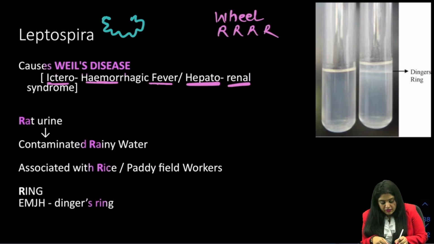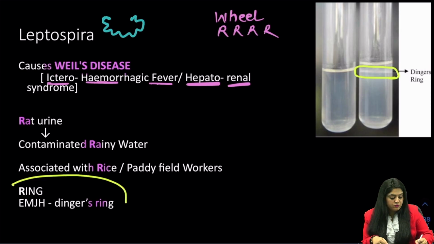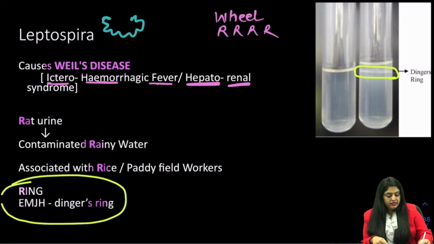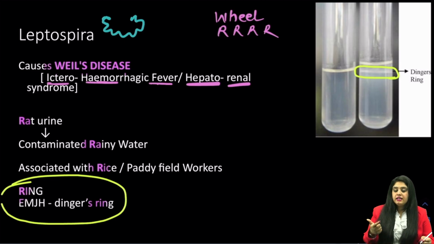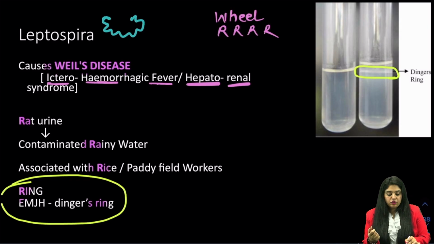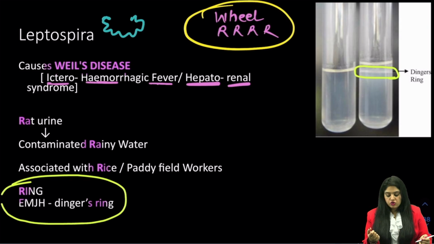Can you all see over here? There is a ring that is formed. This is known as the Dinger's ring, which you see on EMJH media. There is a ring. So finally I come to the last R. Rat, rainy water, rat urine contaminating rainy water, rice field workers. Dinger's ring is seen. So round, done. That is going to be the wheel, and that is Weil's disease, icterohemorrhagic fever. All sorted. Doxycycline, IV penicillin, these are the treatments. Mostly for this entire family, penicillin drugs are used for the treatment.